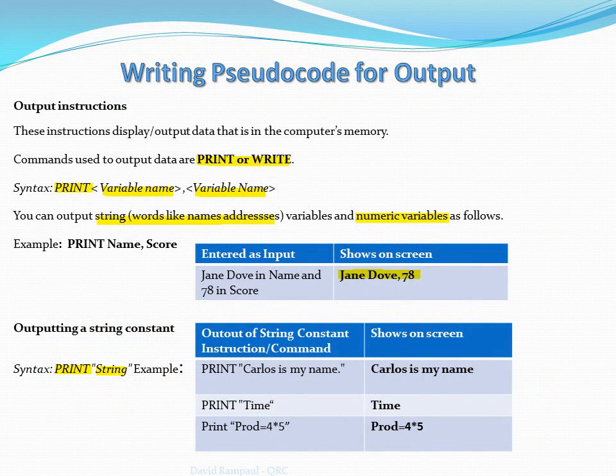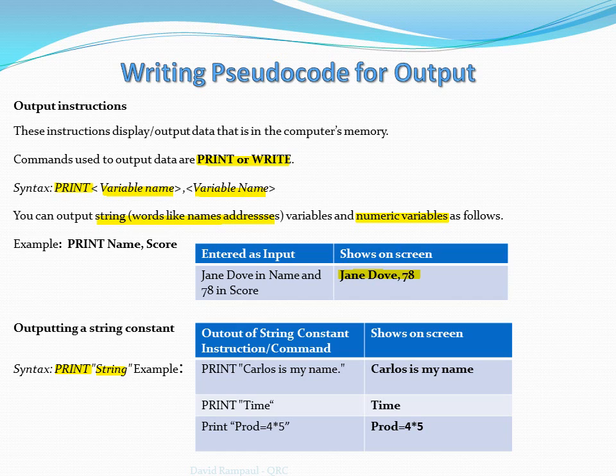Right, we are looking at writing pseudocode now for output. When we identify through the IPO table that there is output, it will be necessary to convert that output from the IPO table into pseudocode. To do that, we can use the print or the write command to write it in pseudocode.